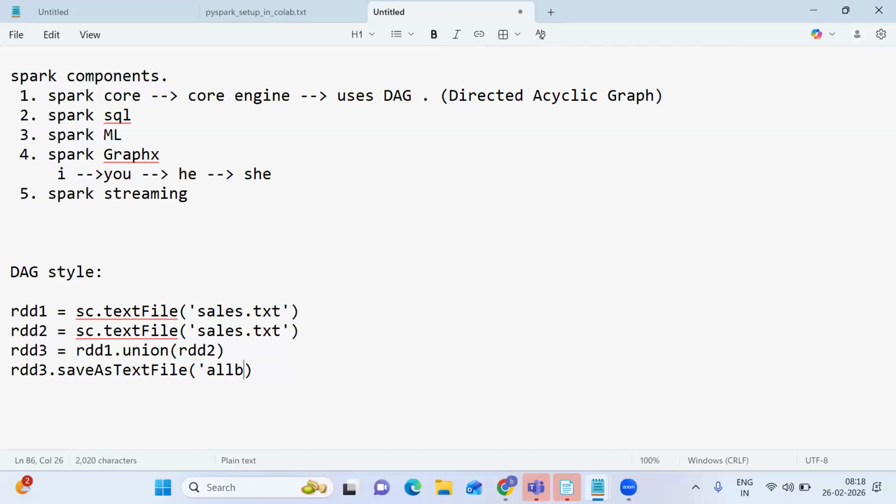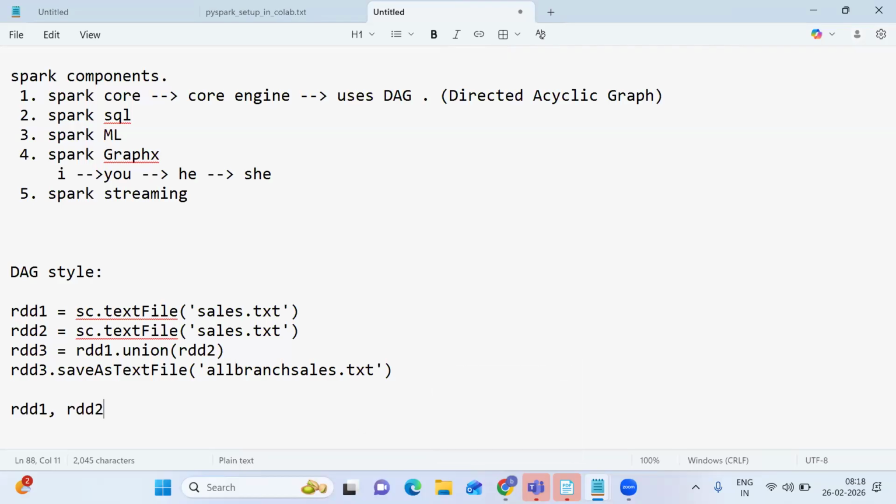Suppose all branches data. This is the code you have given. First, which one is to be executed, sir? RDD1, RDD2, and then the union RDD, the text file. Both RDD1 and RDD2 are executed parallelly. After that, RDD3. So now, what is a better optimized graph here?